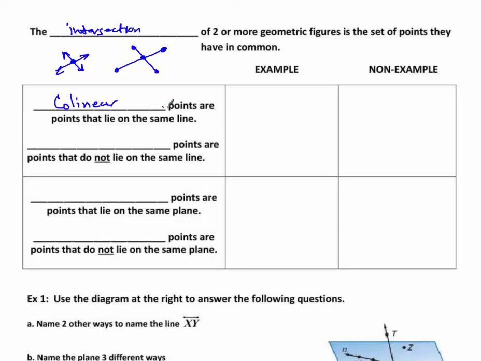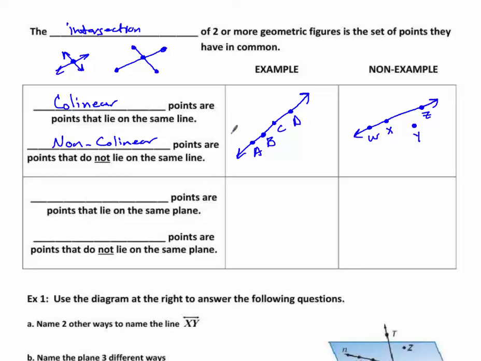Collinear is a word that we need to know. Collinear points are points that lie on the same line. So an example would be A, B, C, and D. A non-example would be W, X, Y, and Z. So Y is not on the line, so Y is not a collinear point. It would be called non-collinear.